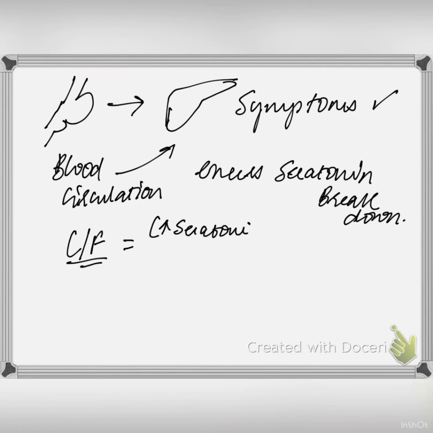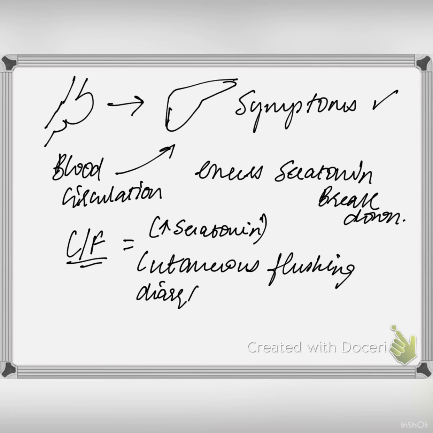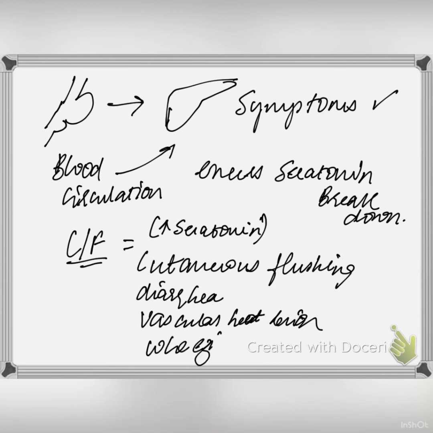It shows mainly, first, cutaneous flushing when it enters the bloodstream, followed by diarrhea, vascular heart lesions, and wheezing in the lung, like asthma. So these are the symptoms which show.